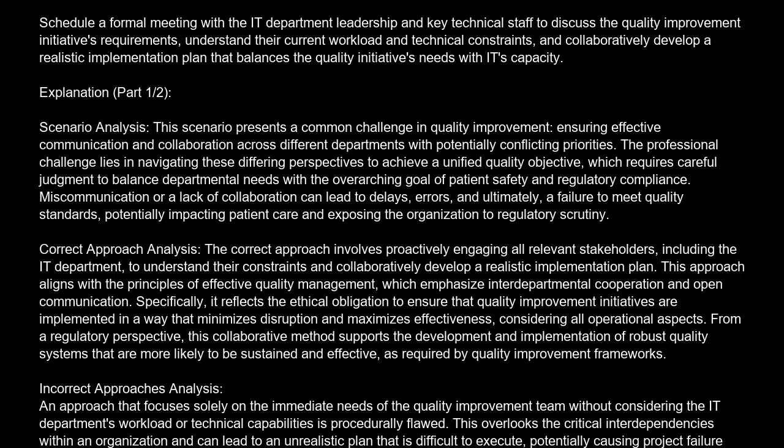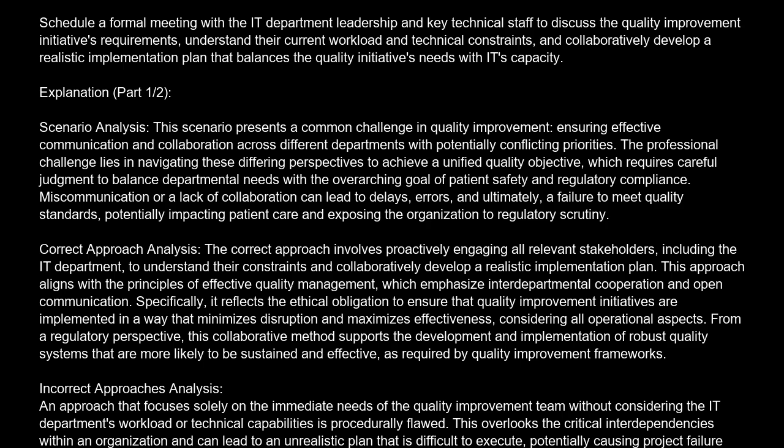This scenario presents a common challenge in quality improvement, ensuring effective communication and collaboration across different departments with potentially conflicting priorities. The professional challenge lies in navigating these differing perspectives to achieve a unified quality objective, which requires careful judgment to balance departmental needs with the overarching goal of patient safety and regulatory compliance. Miscommunication or a lack of collaboration can lead to delays, errors, and ultimately, a failure to meet quality standards, potentially impacting patient care and exposing the organization to regulatory scrutiny.